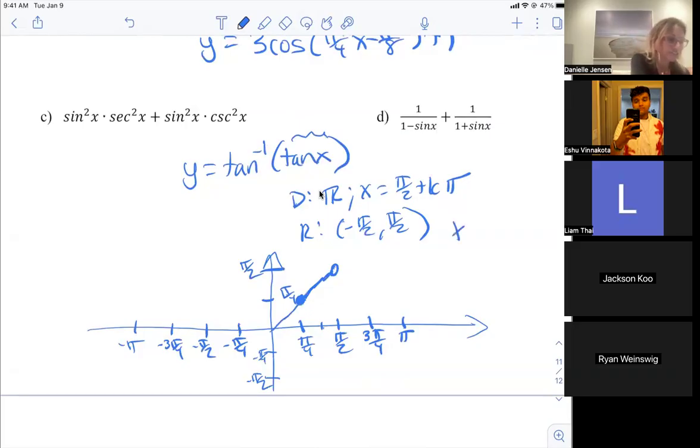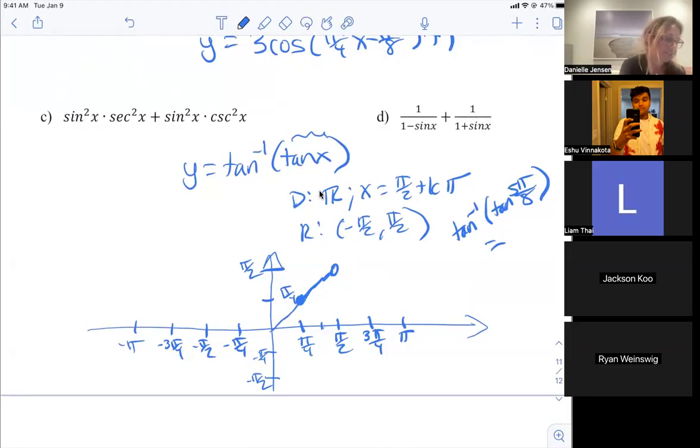So if I did inverse tangent of tangent of 5 pi over 8, this is an example of a problem I could give you. Tell me it's certainly not 5 pi over 8. Why isn't it 5 pi over 8? Well, you have to consider the domain and range. The range has to be between negative pi over 2 and pi over 2. So what is this equal, in other words?